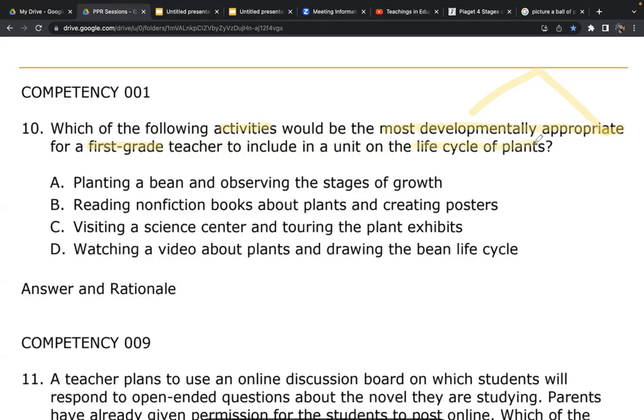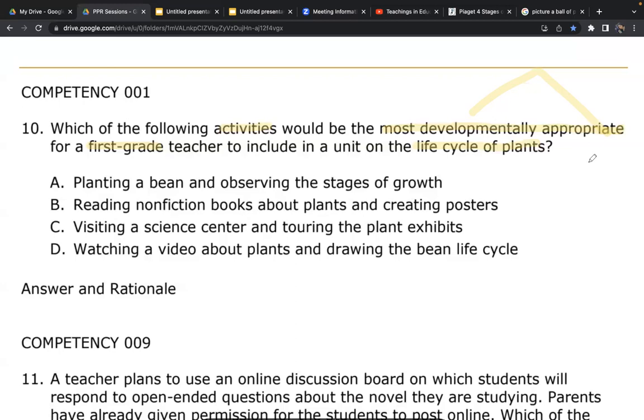Life cycle of plants. Let's take a look at these answer choices. We have A, planting a bean and observing the stages of growth; B, reading nonfiction books about plants and creating posters; C, visiting a science center and touring the plant exhibits; D, watching a video about plants and drawing the bean life cycle. So which one of these can you bet yourself $5 is not the best answer, and why? B.